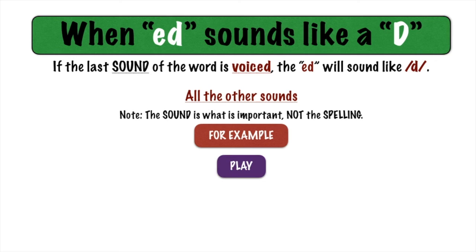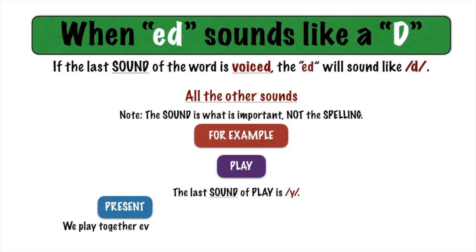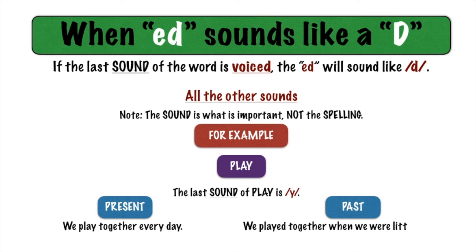For example, we have the verb play. The last sound of play is a y sound. In the present tense, we say, we play together every day. And in the past tense, we say, we played together when we were little kids. We don't say play-ed. That's wrong. We say played. There is not an extra syllable. It's just played.